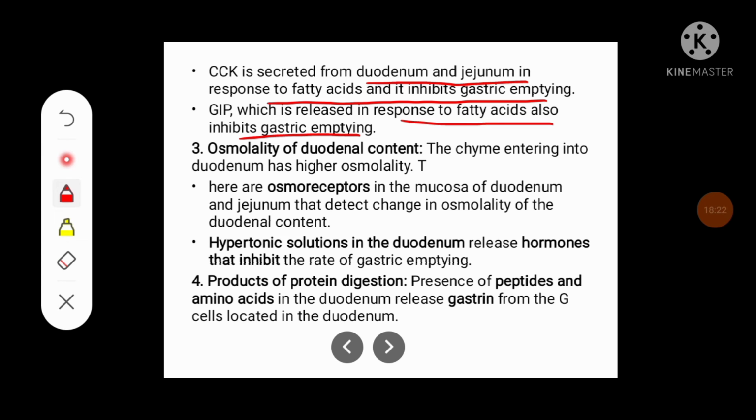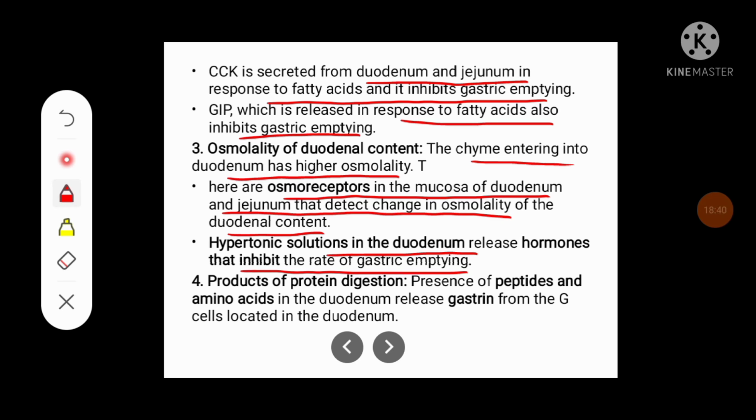Osmolality of the duodenal contents. The chyme entering the duodenum has a higher osmolarity. The osmoreceptors in the mucosa of the duodenum and jejunum detect changes in the osmolality of the duodenal content. The hypertonic solution in the duodenum releases hormones that inhibit the rate of gastric emptying.